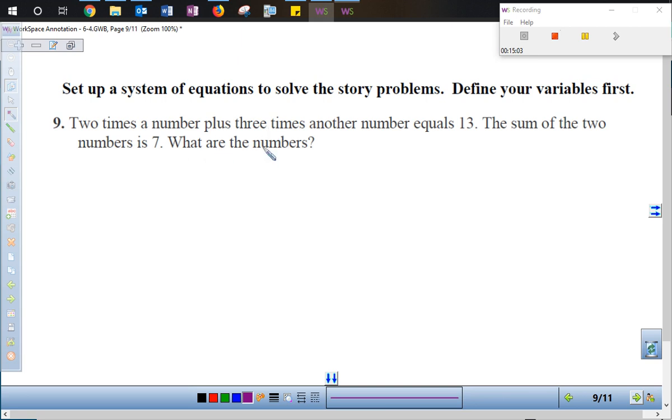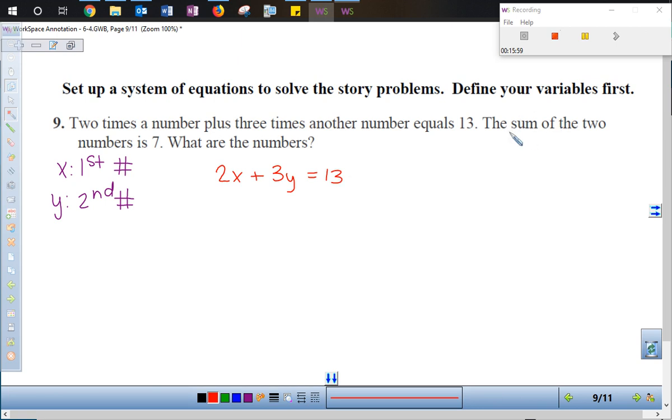They want to know what the numbers are, and we don't know. So we're going to say that x represents my first number, and y is going to represent my second number. Now I can use those two variables to come up with two equations. Let's start with the first sentence again. So it says 2 times a number. Well, I don't know what that number is, so I'm going to let it be my first guy. So I'm going to say 2 times x plus 3 times another number. Well, I'm going to say that's my y. So 3 times y equals 13.